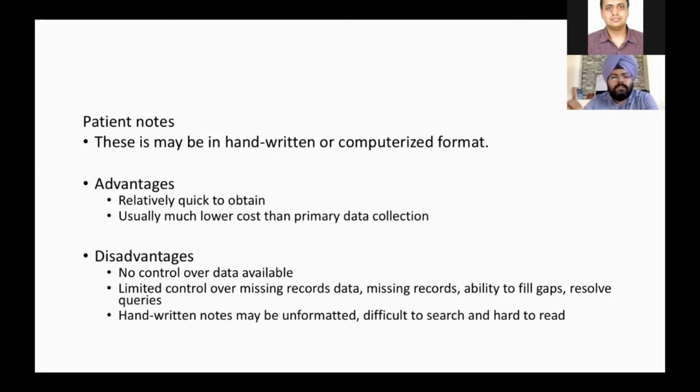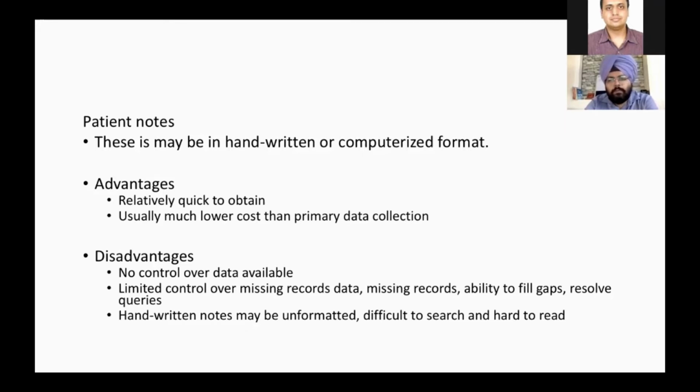The advantage is it is relatively quick because there is already a record at hand and the cost implication is less. The disadvantage is again because it is a data which was already recorded, so we don't have a control over it. The missing records are missed. We may not be able to fill the missing gaps.